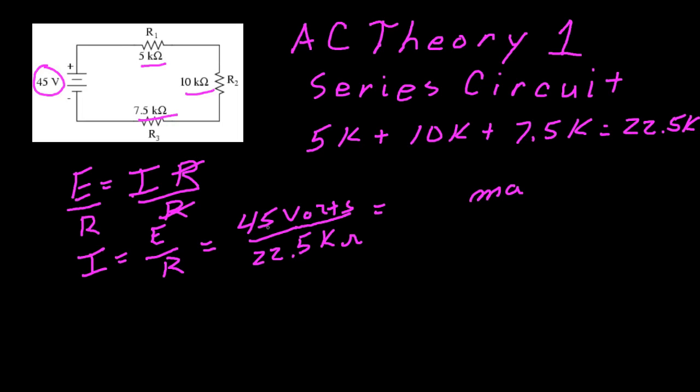So when we divide 22.5 into 45, we're just going to come up with 2. So this is a pretty simple circuit. Didn't even need a calculator for this one. So we'll go ahead and move on to a parallel circuit.